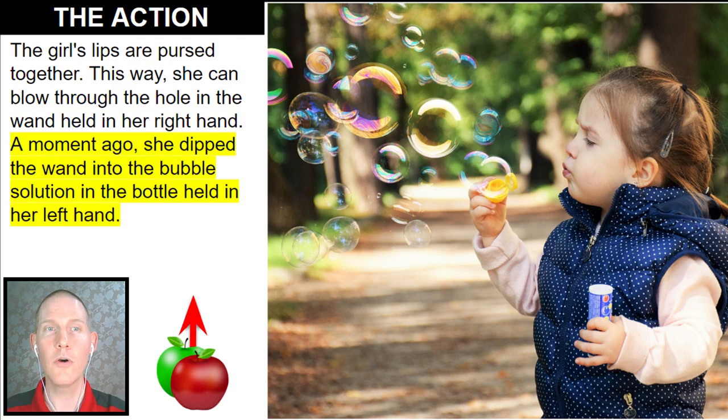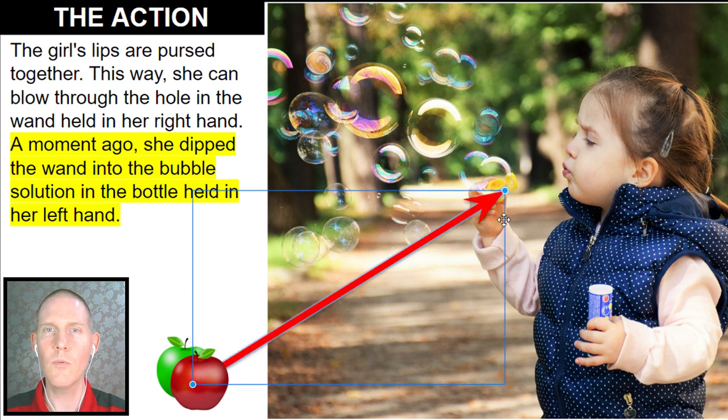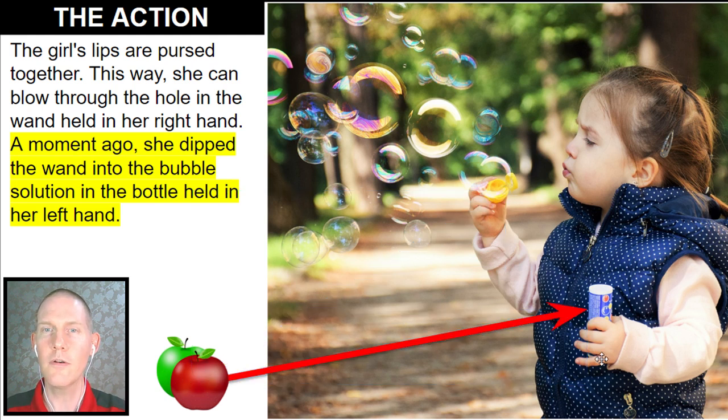A moment ago, she dipped the wand into the bubble solution in the bottle held in her left hand. So if we look over here, we'll use the arrow to get really close. So there is the wand, and you can see there's a little hole in it. It's a little bit hard to see, but it's pretty small. And this is the bubble solution, right? So it's the little thing she's holding in her hand.